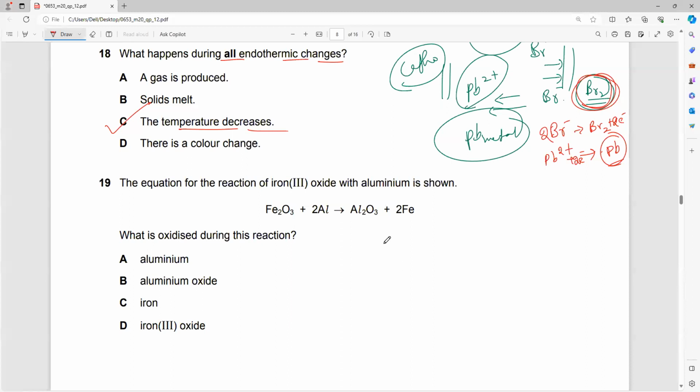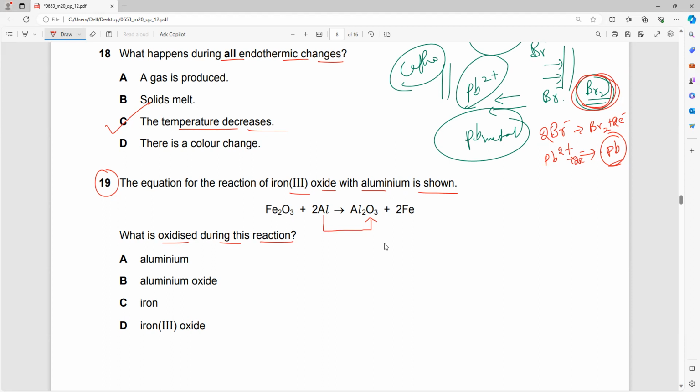Next question is another most important question for us, which is very important presently. The equation for the reaction of iron(III) oxide with aluminum is shown. Now, what is oxidized during this reaction? The substance which is oxidized, they're asking. First of all, tell me: the substance oxidized and the substance reduced, are they present in the reactant side or the product side? Only the reactant side.